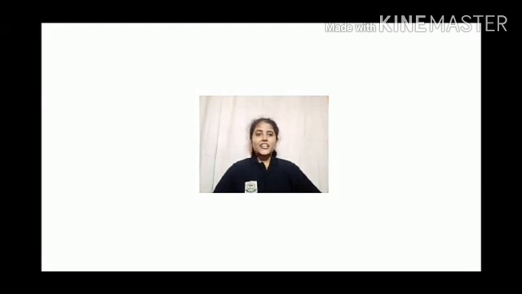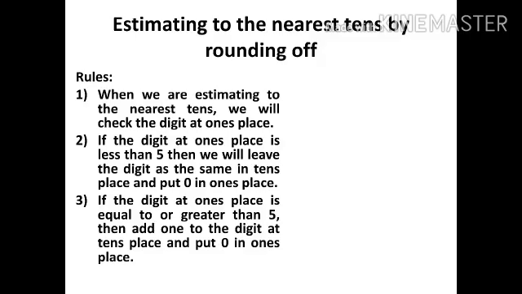Now let us continue with the next section. Estimating to the nearest tens by rounding off. For this, we have to follow certain rules. The first one is to check the digit at ones place. When we are rounding off to the nearest tens, we will have to check the digit at ones place.